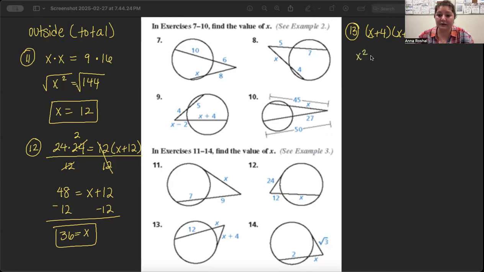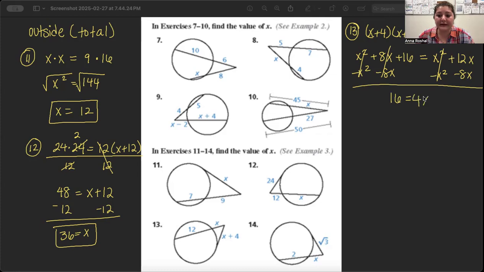So I'm going to go x squared plus 8x plus 16 after I distribute and combine like terms. And then here I'm going to have x squared plus 12x. I'm going to go ahead and combine everything. So I'm going to subtract x squared from both sides. That'll cancel. I'm going to subtract 8x from both sides. That will cancel. And I'll be left with 16 equals 4x. So then I divide by 4. x will be 4.